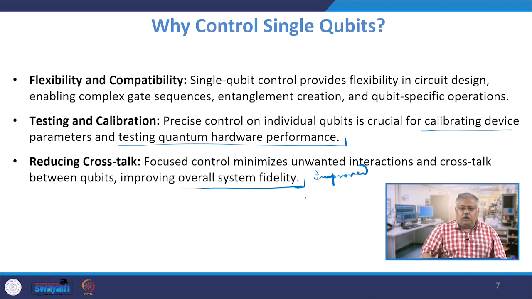So, we have learned why single qubit control is important. One of the major challenges of any quantum system is that the readout circuitry should be able to control qubits on an individual level without affecting the nearby qubits, right, and that is quite important and essential.